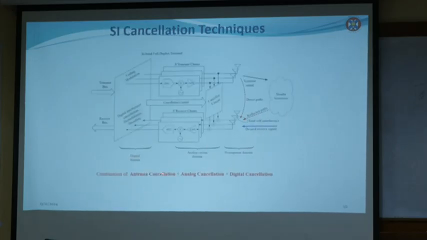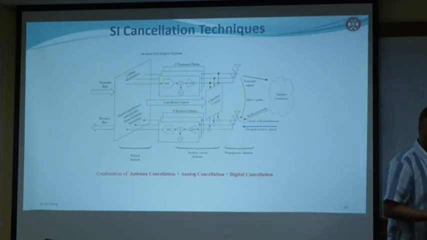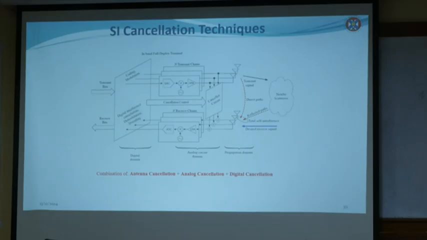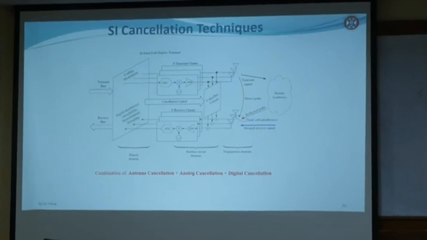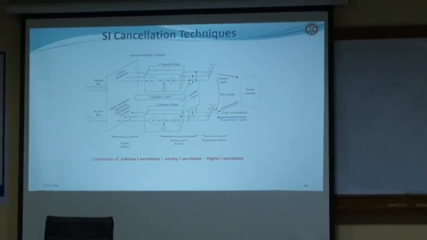The combination of antenna cancellation, analog cancellation, and digital cancellation will lead to 110 dB or 105 dB of cancellation. People have demonstrated this. By doing so, you will be able to cancel the self-interference and enjoy the full duplex benefit of doubling the spectral efficiency. Doubling the spectral efficiency is a huge benefit.